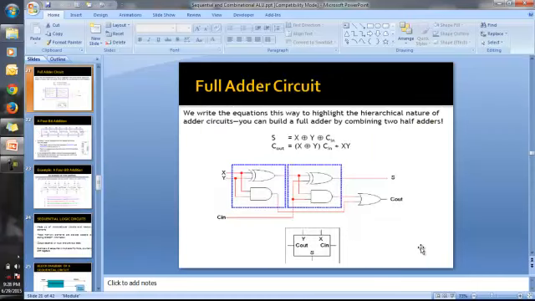So for the full adder circuit, we write the equation this way to highlight the hierarchic nature of adder circuits. You can build a full adder by combining two half adders. So this is one half adder and this is another half adder. By combining these, I can get a full adder circuit.